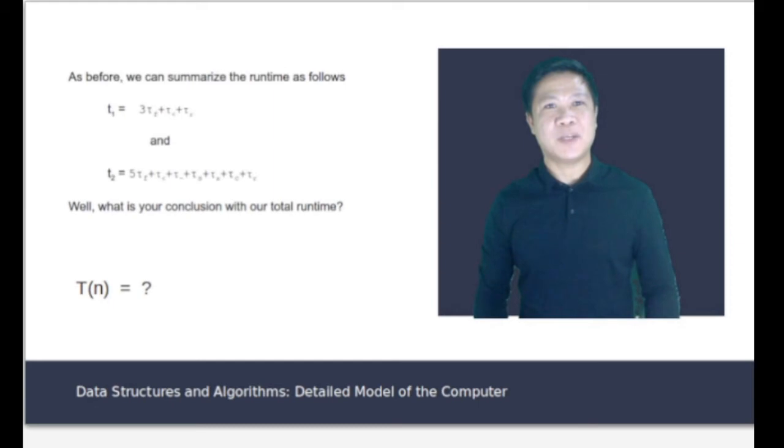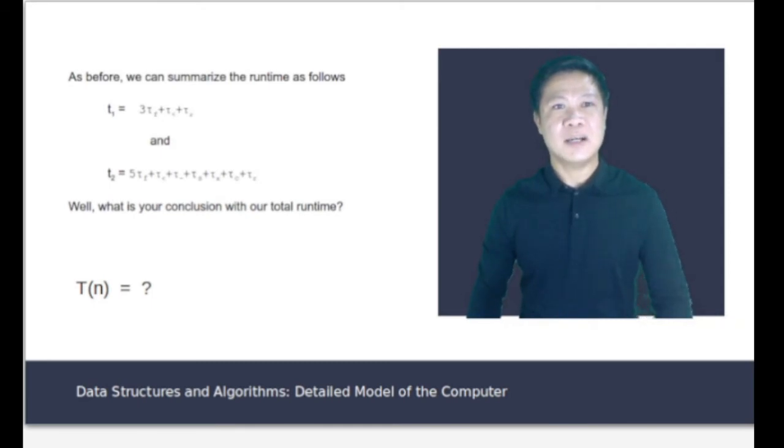As before, we can summarize the runtime as follows. T sub 1 is 3 time f plus time less than plus time r, and T sub 2 is 5 time f plus time less than plus time minus plus time s plus time times plus time c plus time r. Well, what is your conclusion with our total runtime?